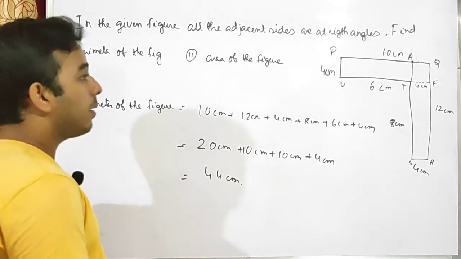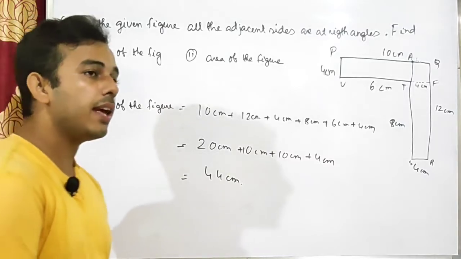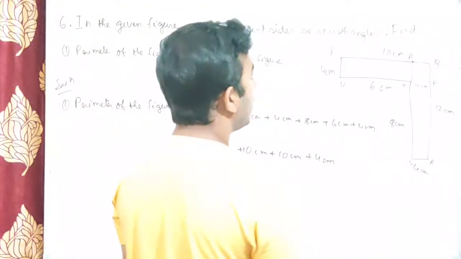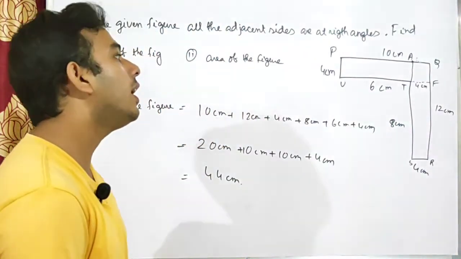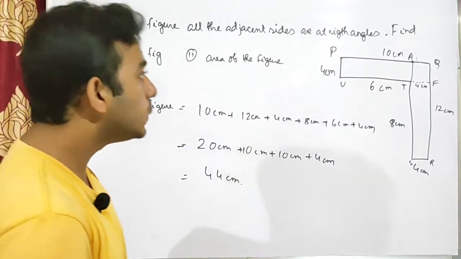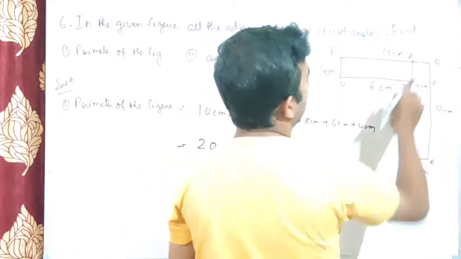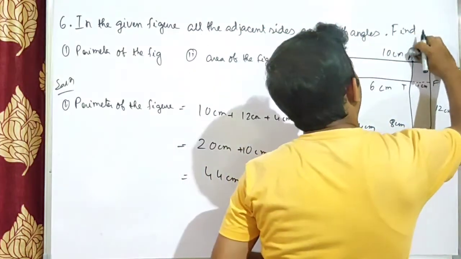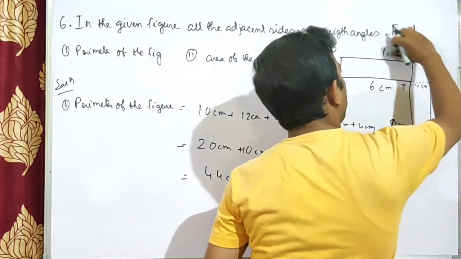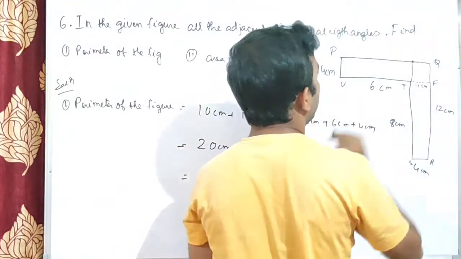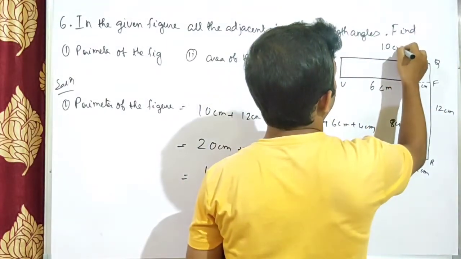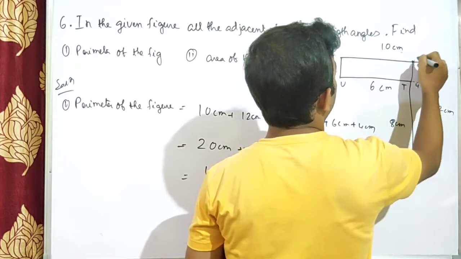Now let's come to the area. Area is the inner region of the figure. So how can we find it? Let me draw this again. This total length is 10 centimeter, and this is A.